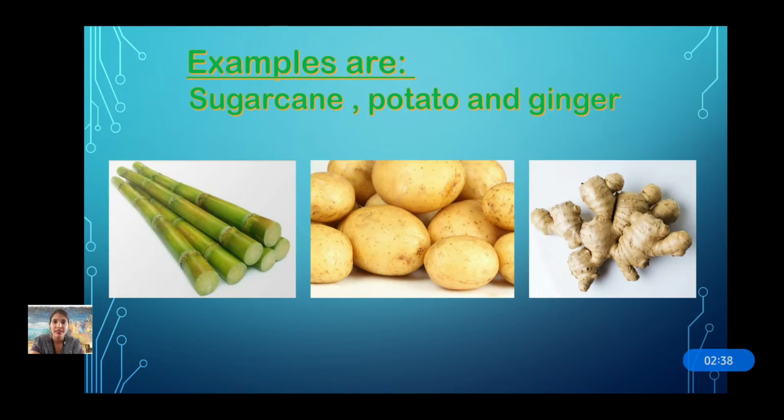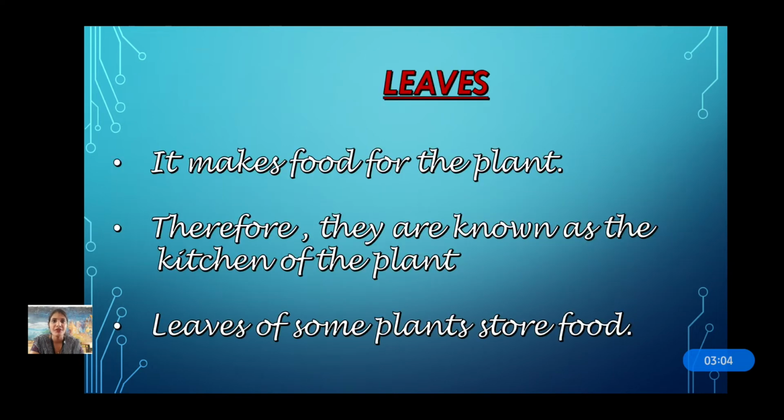Yes, examples are sugarcane, potato and ginger. Now you might be thinking that potato and ginger, do they look like a stem? No, they do not, because they are round. But they are modified stems which grow under the ground. That's why they are known as stem. And we eat it as a food. Is it very clear? Okay, moving further.